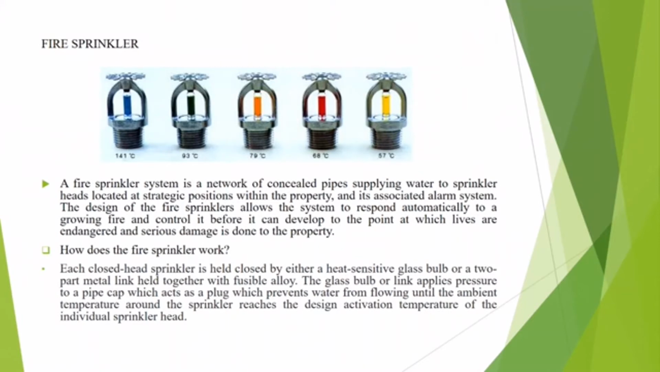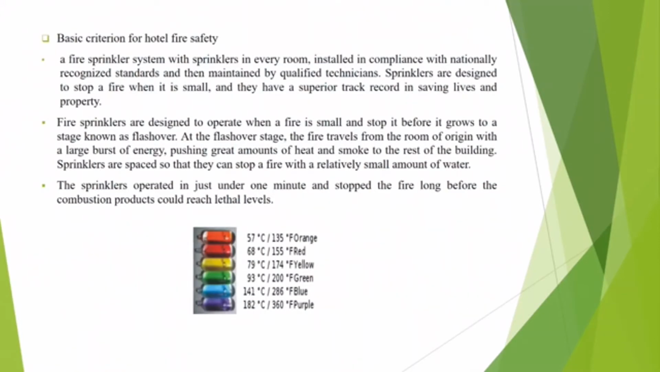Okay, what is a fire sprinkler system? A fire sprinkler system is a network of concealed pipes supplying water to sprinkler heads located at strategic positions within the property and its associated alarm system. The design of the fire sprinklers allows the system to respond automatically to a growing fire and control it before it can develop to the point at which lives are endangered and serious damage is done to the property.